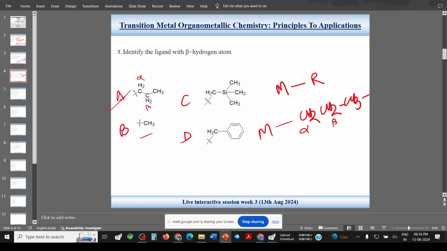In the methyl group, there is no second carbon atom to have the beta hydrogen. For option C, this is alpha and this is silicon, so there is no hydrogen over here; that is also no beta hydrogen. And for the benzyl ligand, this is alpha and this phenyl ring is an aromatic ring, which also does not have a beta hydrogen. So option A is the right answer.